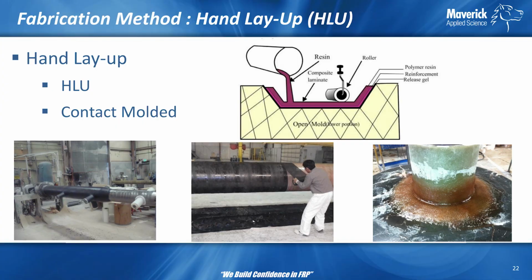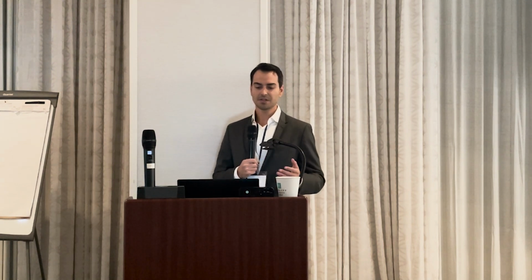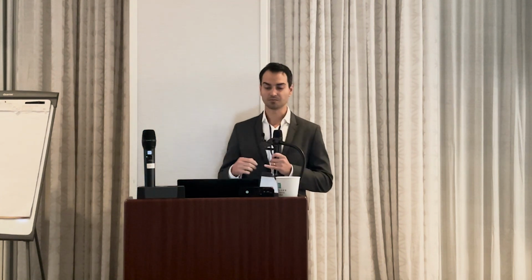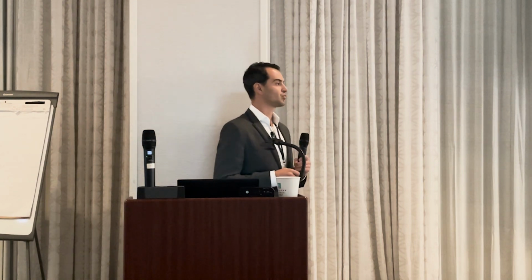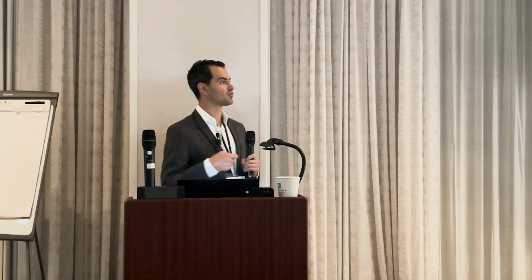The next fabrication process that is very common, probably one of the most common ones, is hand layup, also called contact molding. So it consists of just manually applying the laminates on a surface, on a mold, pouring the resin or pre-saturating the laminates also, and then using a roller to extract as much air as possible from that laminate.